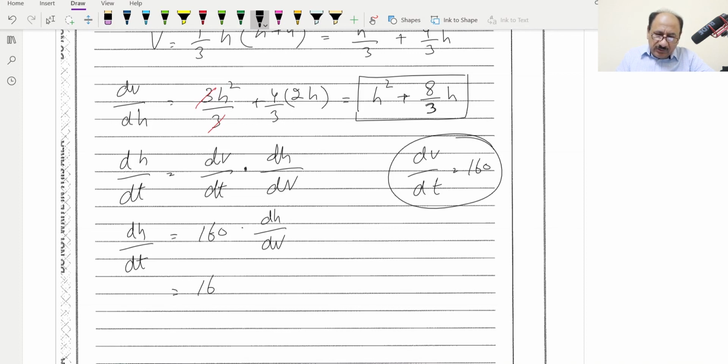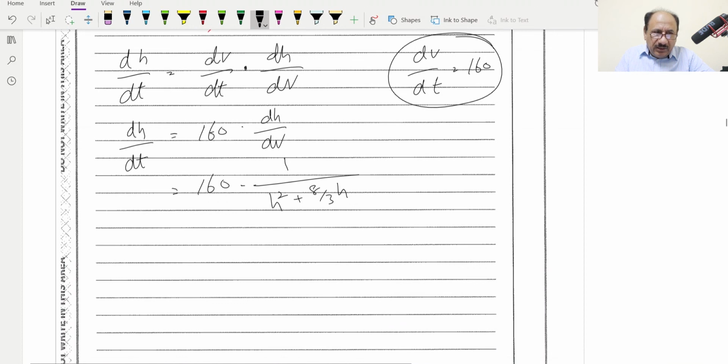We can replace 160 with 1 over dv over dh, because we require dh over dt, and this is dv over dh. So we will replace the 8 by 3h here, and further we can rewrite it as 160 is equal to h squared plus 8 by 3h, and this will be multiplied. Basically we are shifting this part to the other side of the equation, so this will be dh over dt.